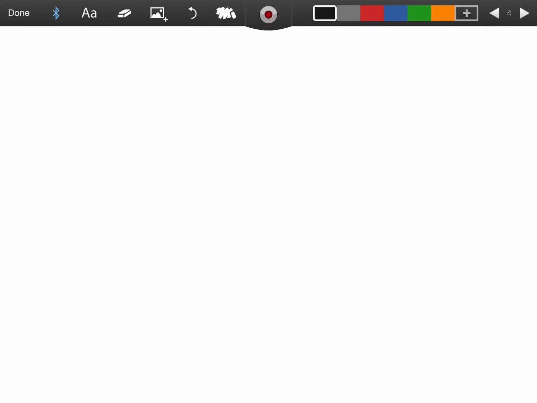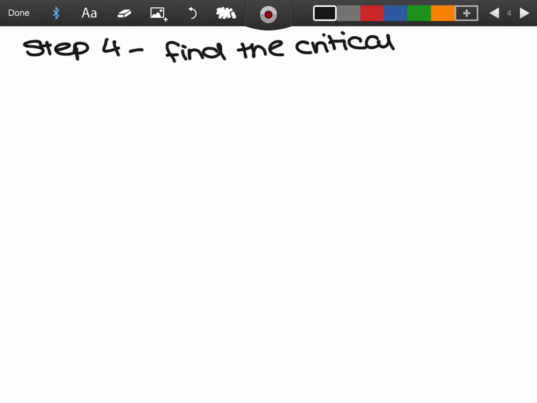Okay, step 4. 2 different things you can do here. Find the critical value or the p-value. Both of these are easy, one's slightly easier than the other, but neither one of these is particularly difficult. If you remember when we did this, you can either compare your critical value and your test statistic. So you see if that test statistic lies in the danger zone.